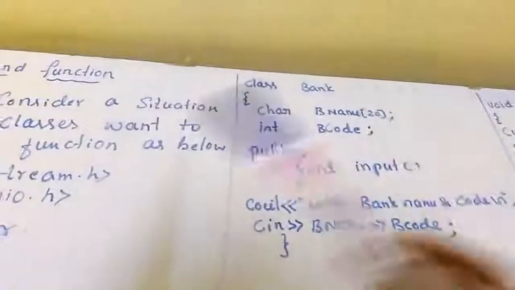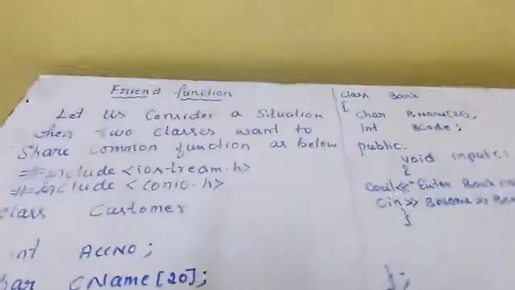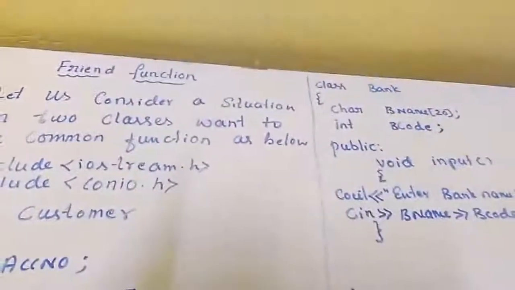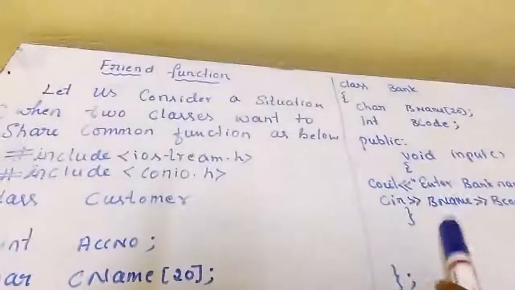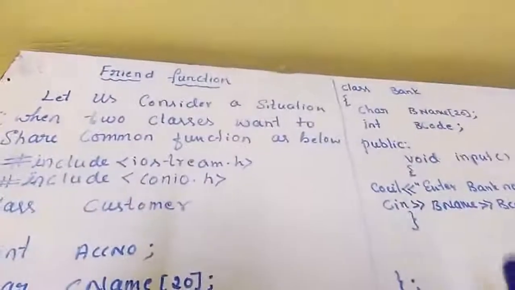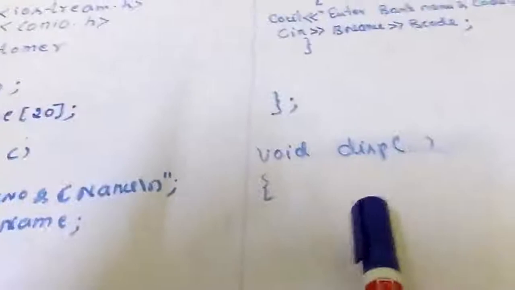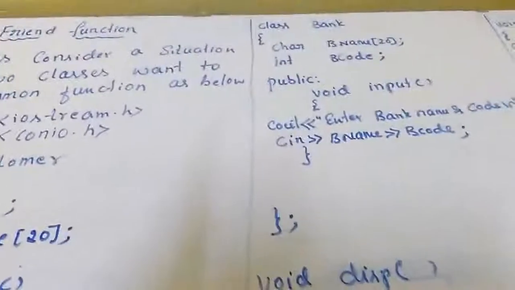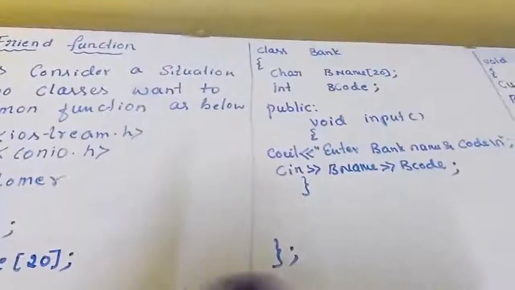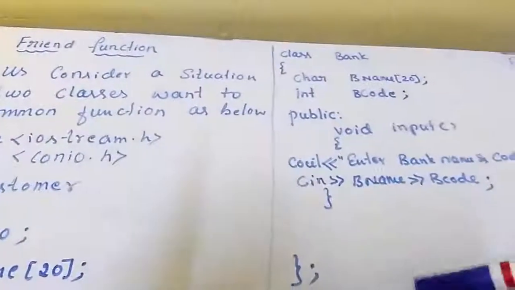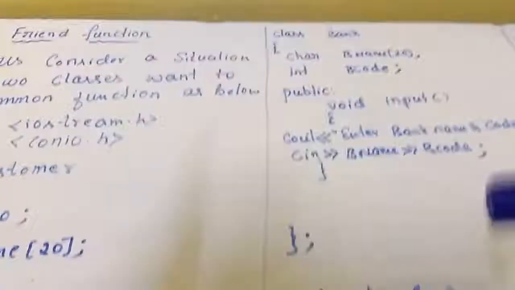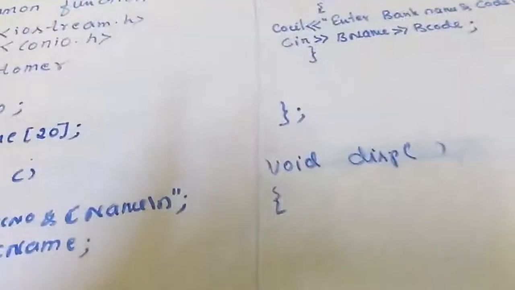Both classes are different, and I am going to display the contents of customer and bank through a common function display. One thing you should observe here: both classes want to display their details, the data members. That's why I have taken the display function. It does not belong to either of these two classes. It is not a member of customer and it is not a member of bank, because two classes want to share a common function. That's why it should not belong to any particular class. It should be common to both classes.